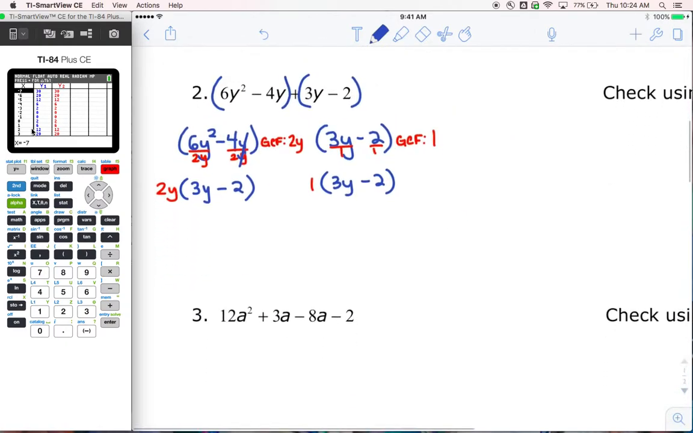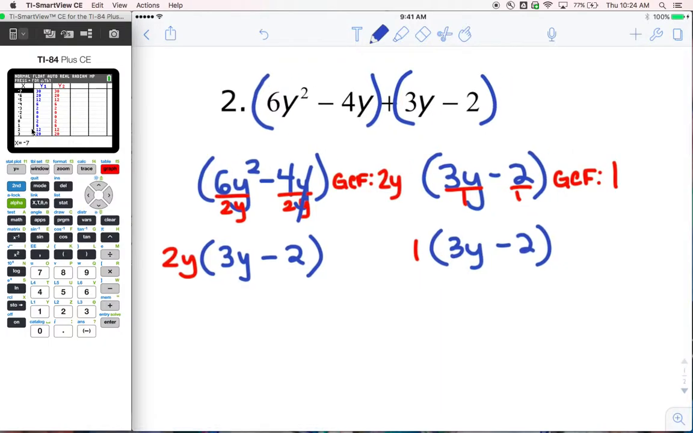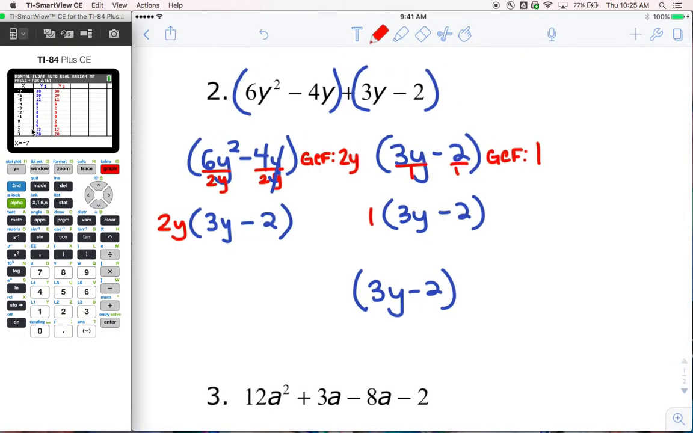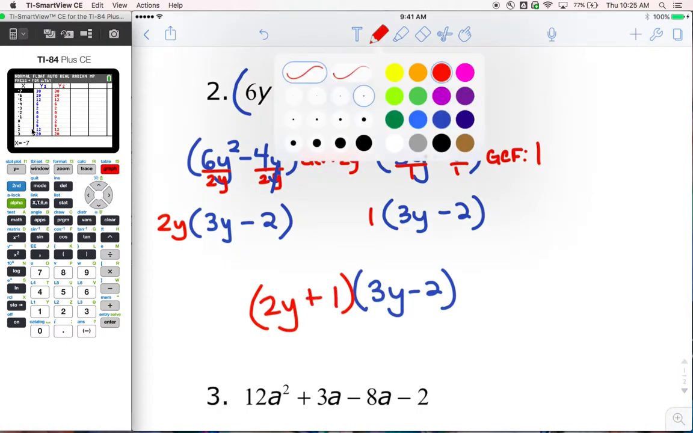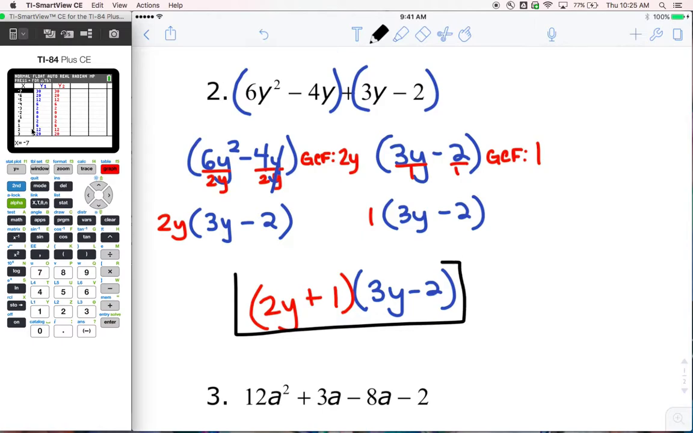Do you remember what you're looking for at this point? Do you remember that this and this should be matching? If it's not matching, something's wrong. All right, and we do have matching quantities there, which is perfect. So one of my groups is 3y minus 2. My other group is, do we remember? The outside terms, the greatest common factors, make up a group. So my other group is 2y, and this was a positive 1, so plus 1. Okay, so that is my answer.